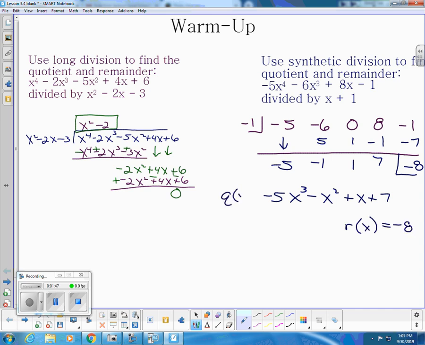So who remembers a quick and easy way to check to see if we did this correct? Cameron.